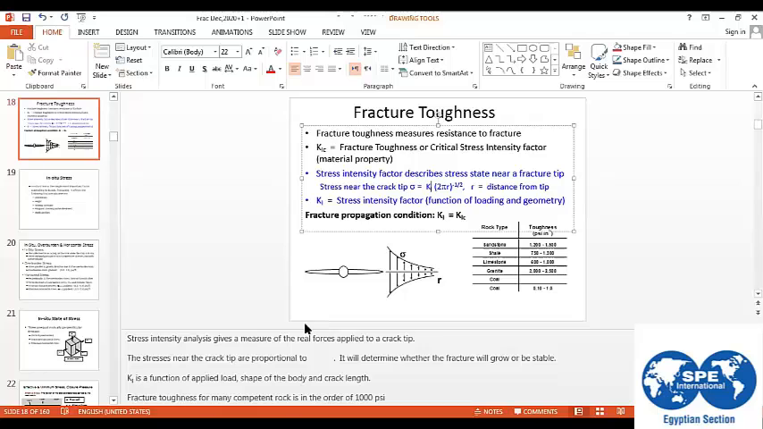Thank you, Engineer Ahmed. We have two more questions, if it's possible. Yes. Okay, from Mahmoud Abdurrahman, he's asking, could you give the relation between toughness, Poisson ratio, and the principal stress with the length of the fracture?